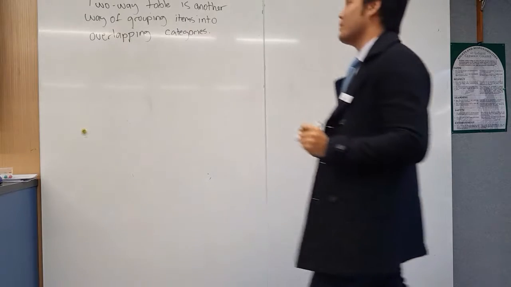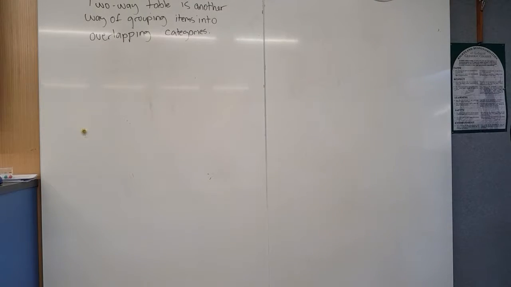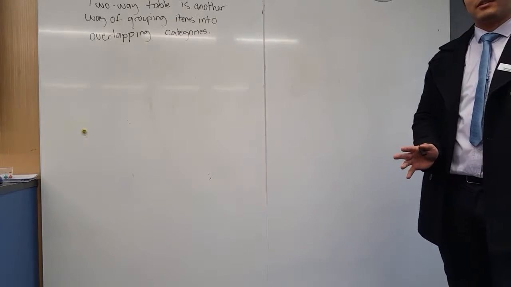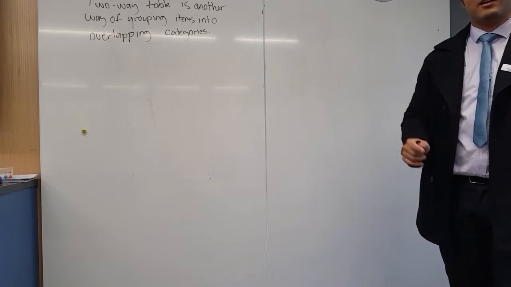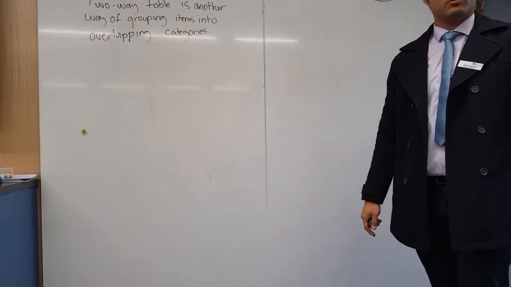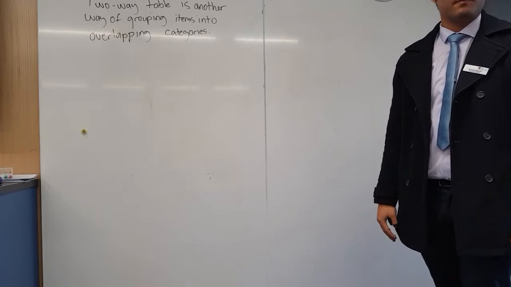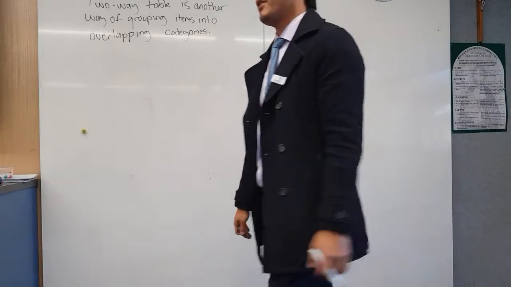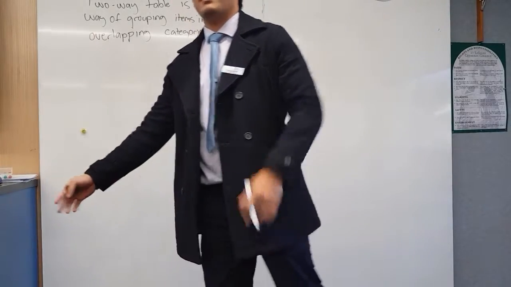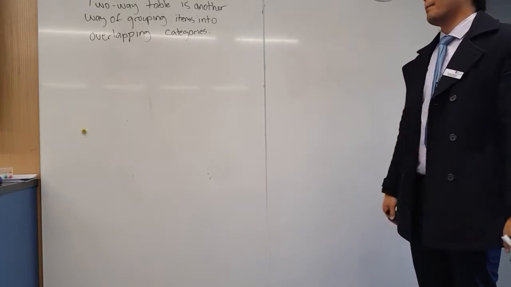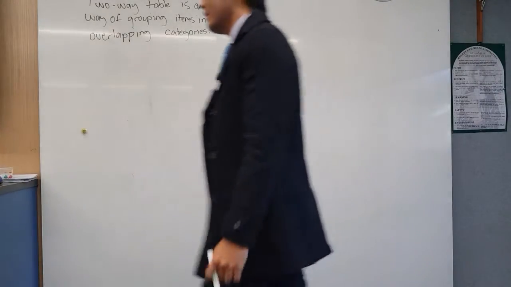Okay, so two-way tables is another way of grouping items into overlapping categories. Does that mean you can put mutually exclusive data into two-way tables? No. Remember we had two types, overlapping and mutually exclusive. What's special about mutually exclusive again? There's no overlapping, so only. Unless it states only, or unless it's implied, like boys or girls, you have to assume that it's overlapping. Okay?